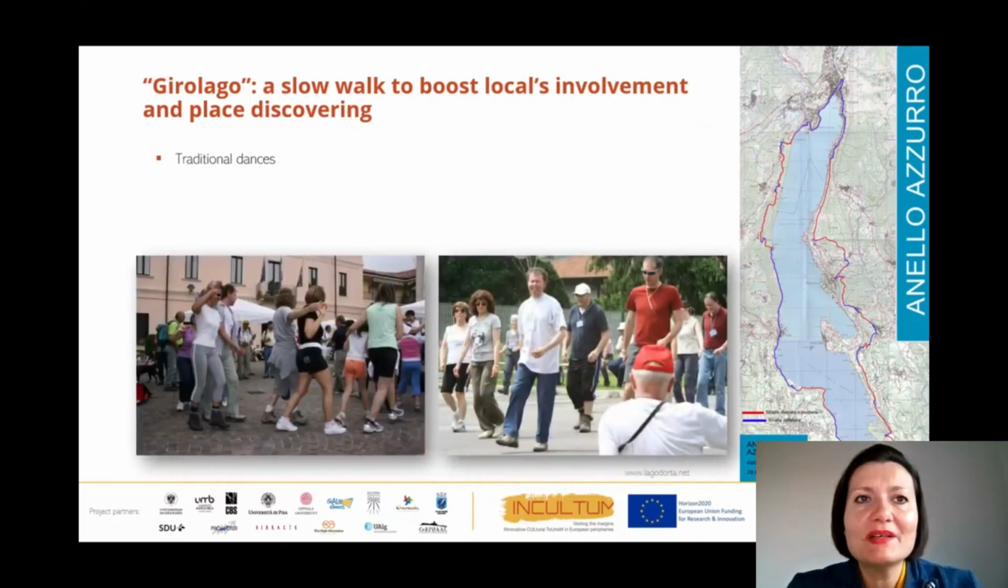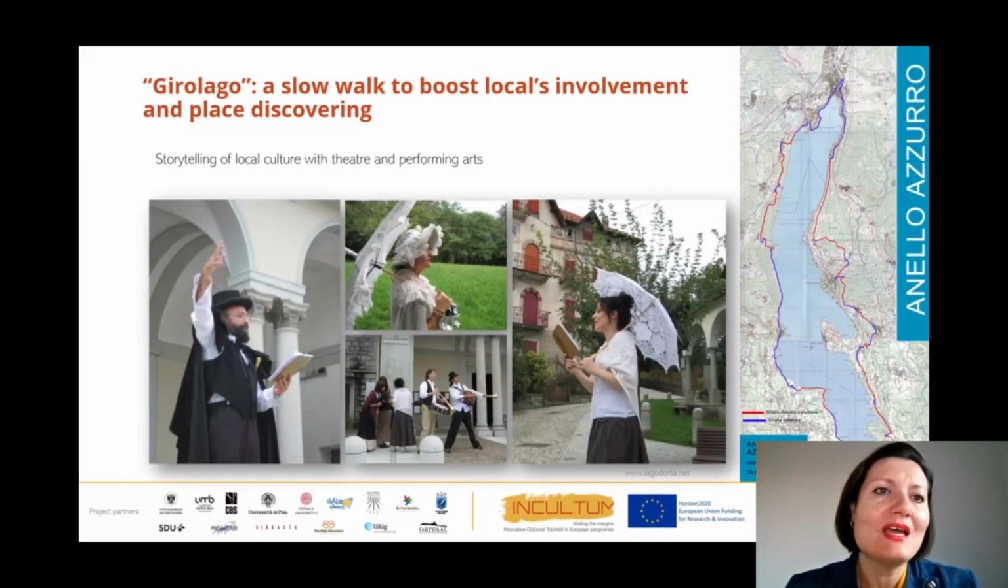Here we have a very participatory moment thanks to the ancient dances that are taught to participants and which encourage fun and socialization. And here we see an unexpected theatricalized storytelling of the roots and history of the Lake Orta, performed by a professional local theatre company.